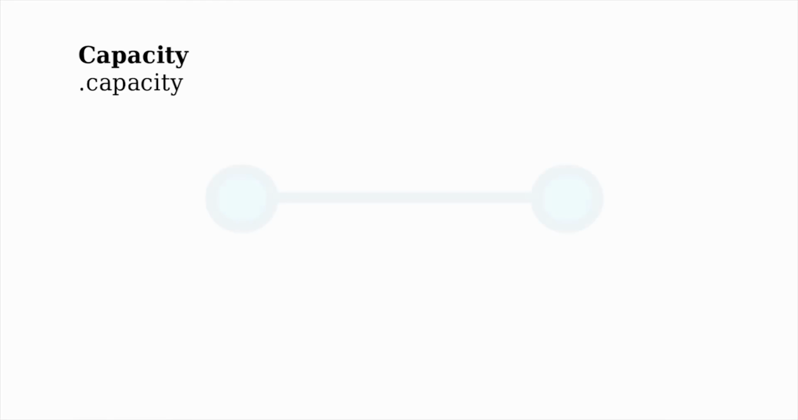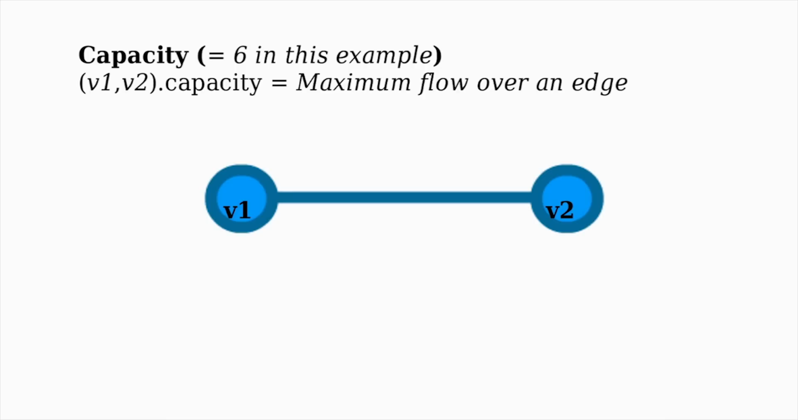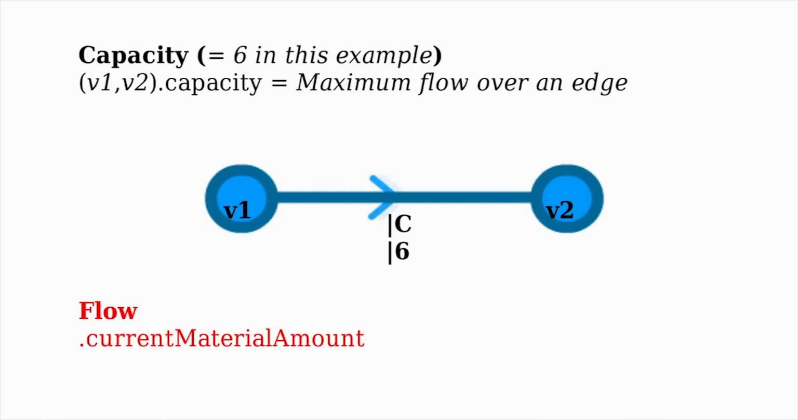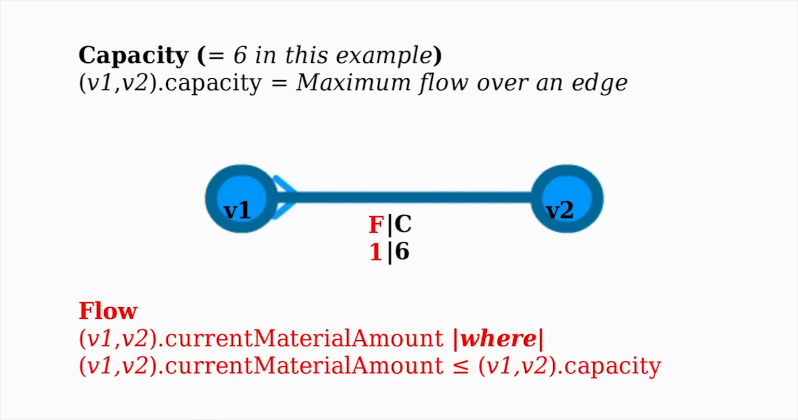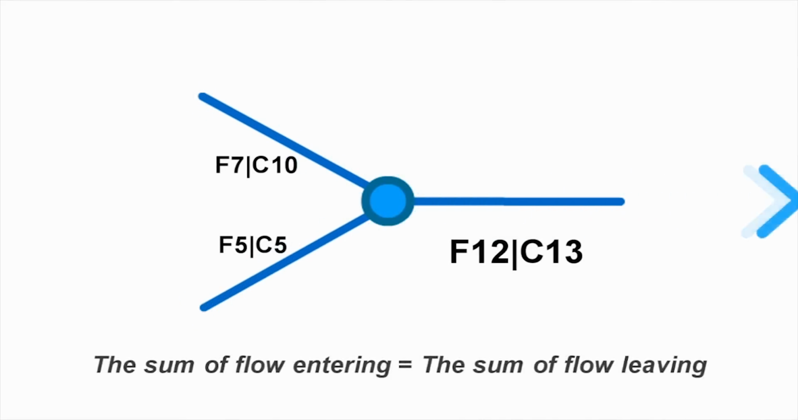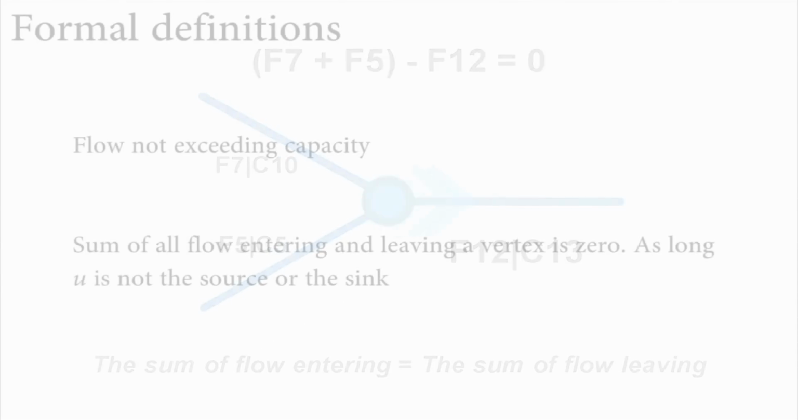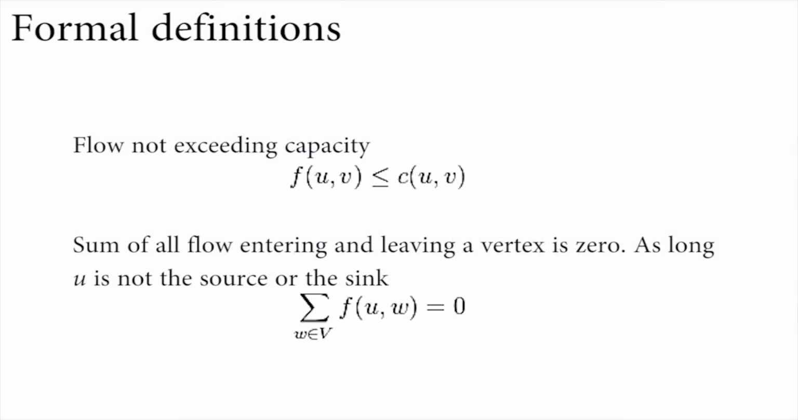The capacity of an edge that goes from vertex 1 to vertex 2 is the maximum amount of flow that can be pushed over an edge. The flow is defined as the current amount of material being pushed over an edge. The flow cannot exceed the capacity and cannot be negative. Also, as stated earlier, what flows into a vertex must flow out, meaning the net flow over a vertex should always be zero, the net flow being the flow entering minus the flow exiting a vertex, unless it is a source or a sink. Note this has nothing to do with capacity. The edge capacity entering a vertex does not have to equal the capacity exiting a vertex.